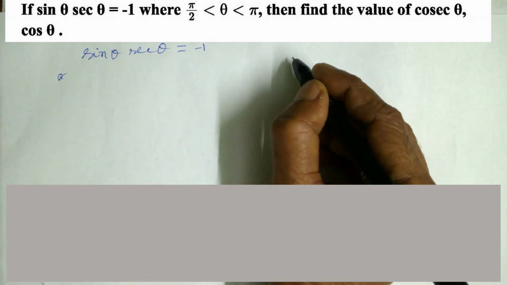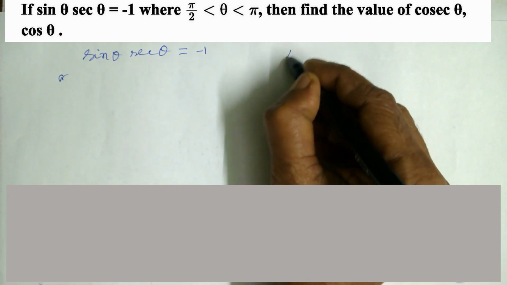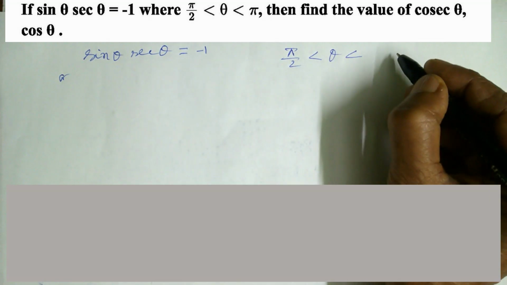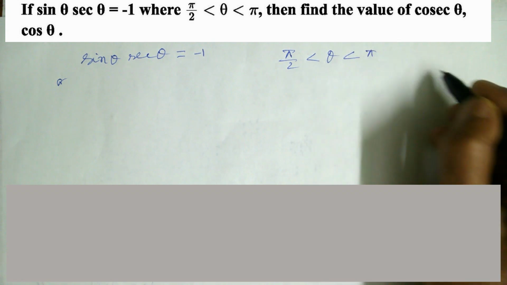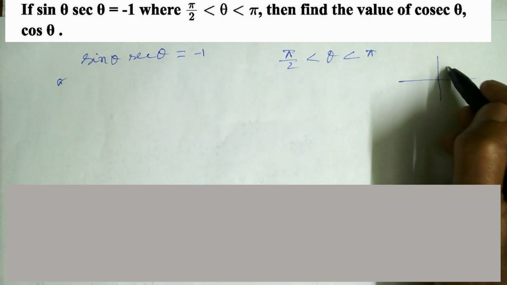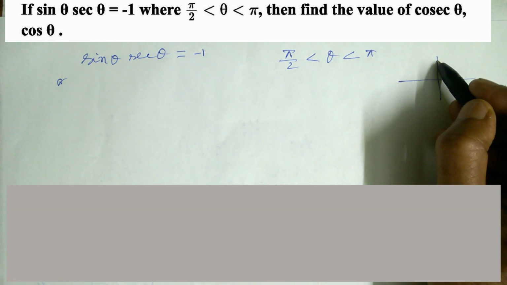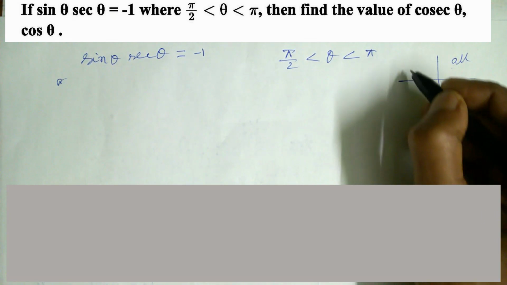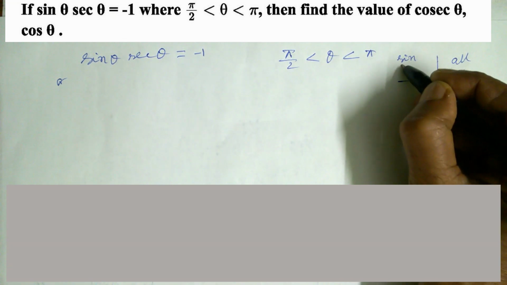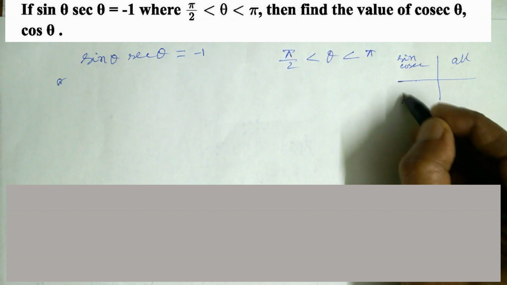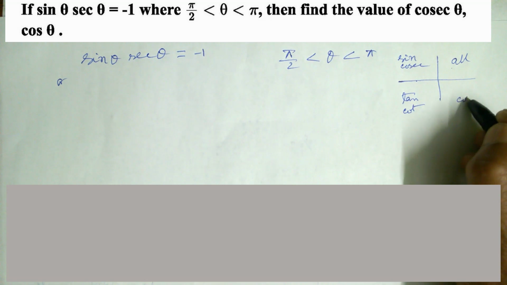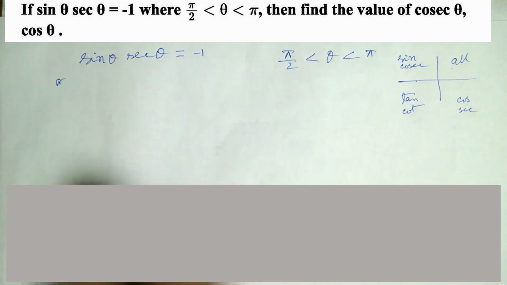And given that pi by 2 is less than theta less than pi, that means the angle lies in the second quadrant. First quadrant is 0 to pi by 2, second quadrant pi by 2 to pi. Here all positive, sin and cosec positive, tan cot positive in the third quadrant, and cos and sec positive in the fourth quadrant.